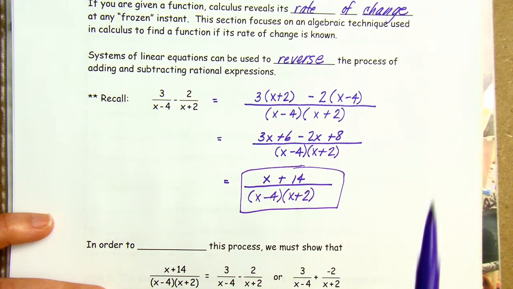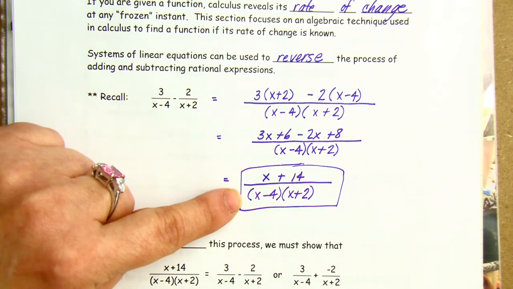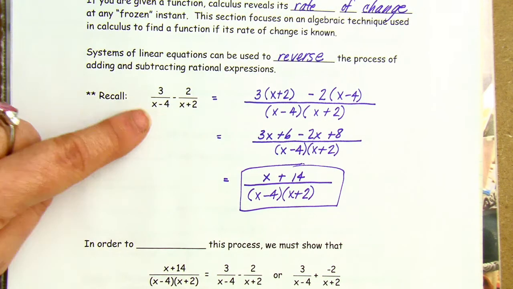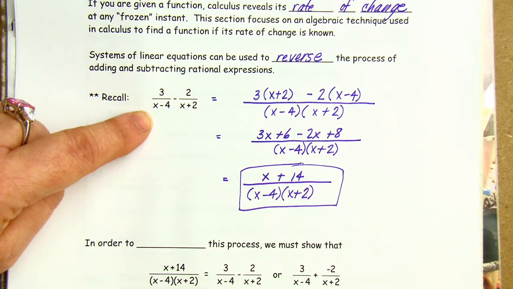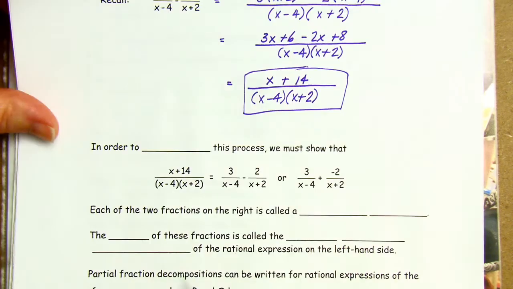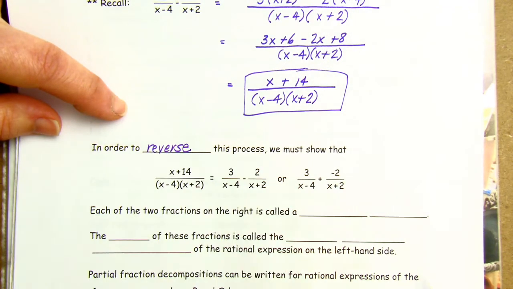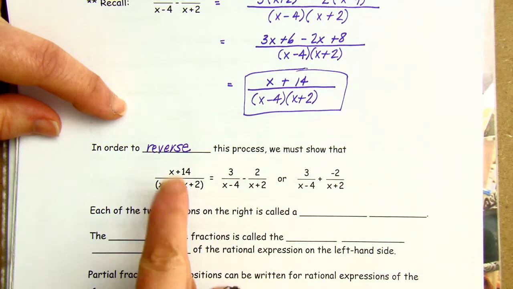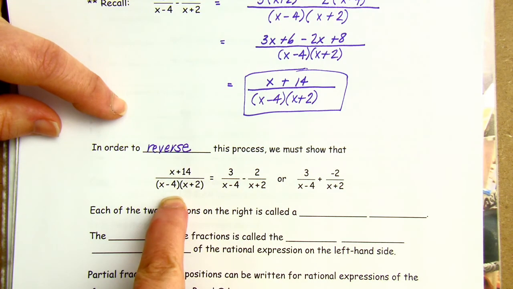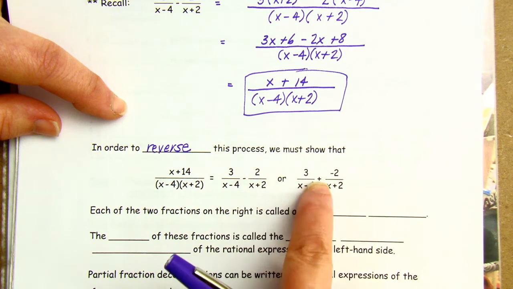Now what we're going to do in this section is take an expression such as this and break it down into this. Now, in order to reverse this process, we must show that x plus 14 divided by quantity x minus 4 times quantity x plus 2 is equal to this. Or we could put a plus sign and move the negative in with the 2.